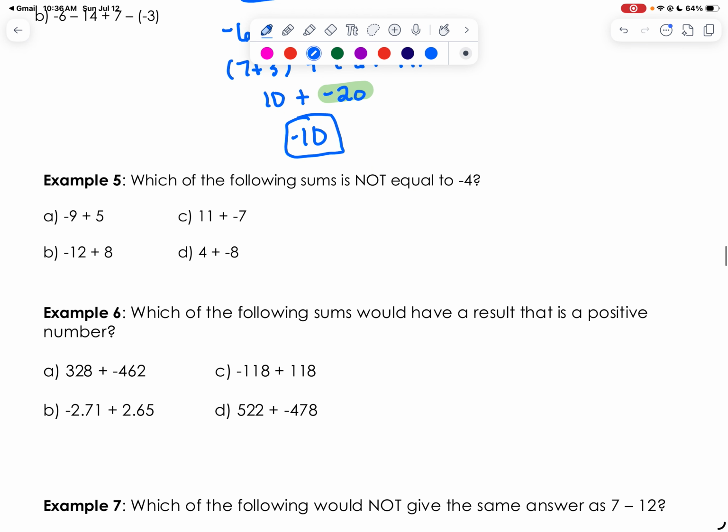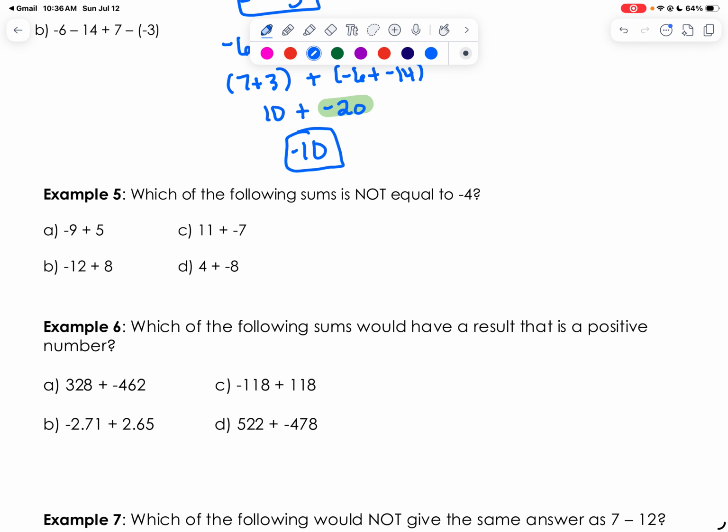All right, example 5. Which of the following sums is not equal to negative 4? So let's look at A. We have negative 9 plus 5. The signs are different, so we subtract, take the sign of the larger. B, negative 12 plus 8. The signs are different, so we subtract, take the sign of the larger. C, 11 plus negative 7. That would be 11 minus 7 is 4. Take the sign of the larger, so positive 4. And then 4 plus negative 8. Different signs, subtract, take the sign of the larger. So the only one that was not equal to negative 4 was answer choice C.